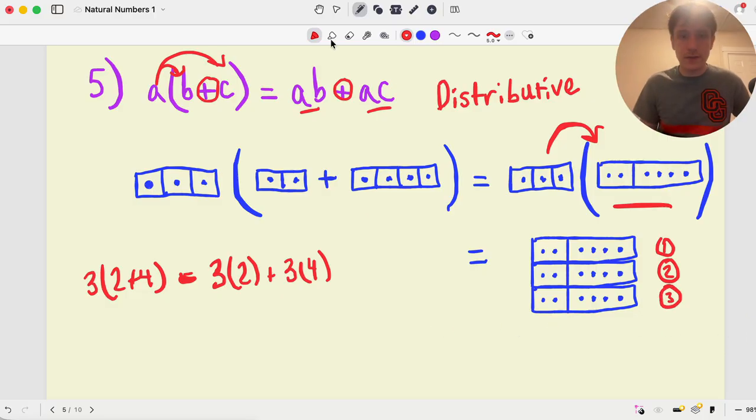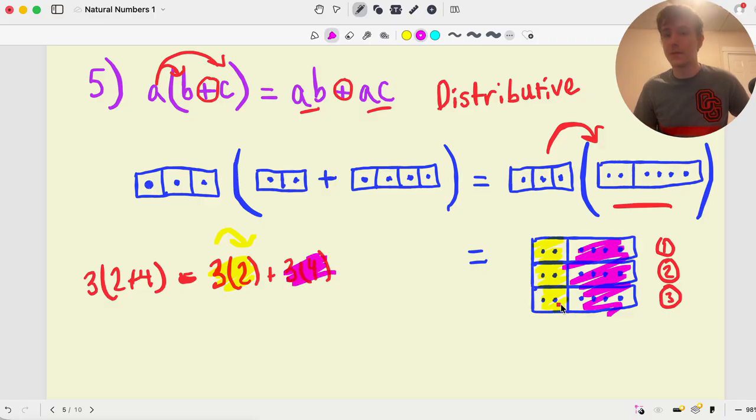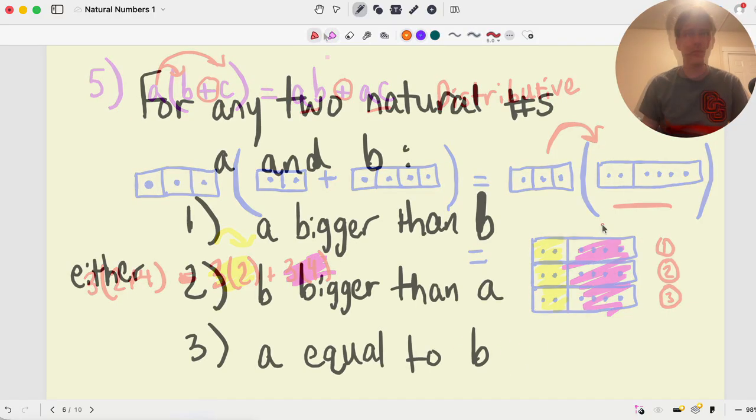But you'll notice that I could break this up into 2 parts. This thing right here is nothing more than 3 copies of 2. Okay, so 3 copies of 2. And this thing right here is nothing more than 3 copies of 4. So I do indeed get the distributive law.